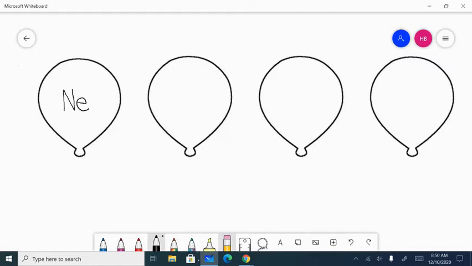Let's fill this one with O2. Remember, oxygen is one of our diatomic elements, so when I say oxygen gas, I don't mean O, I mean O2, which is also a crucial gas for us to breathe and be here on this planet.